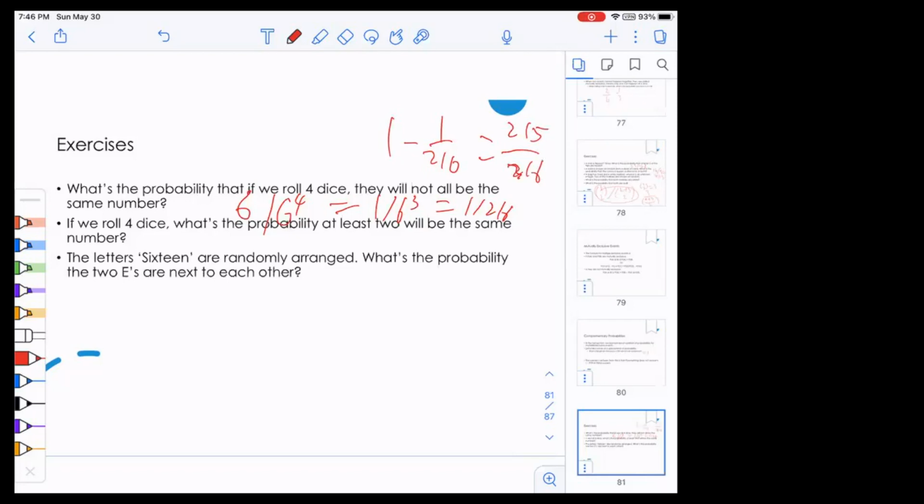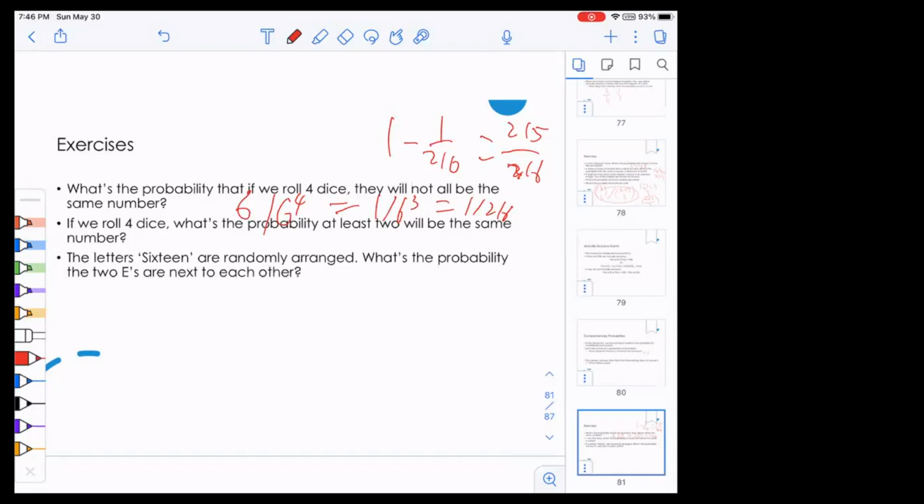So the second problem: if we roll 4 dice, what's the probability that at least 2 would be the same number? Here we can still count what we don't want to count. So we can find the probability that they're all going to be different numbers. Numerator is 6 because there's 6 possibilities for them all being the same number. So they could be 4 1s, 4 2s, 4 3s, and so on.